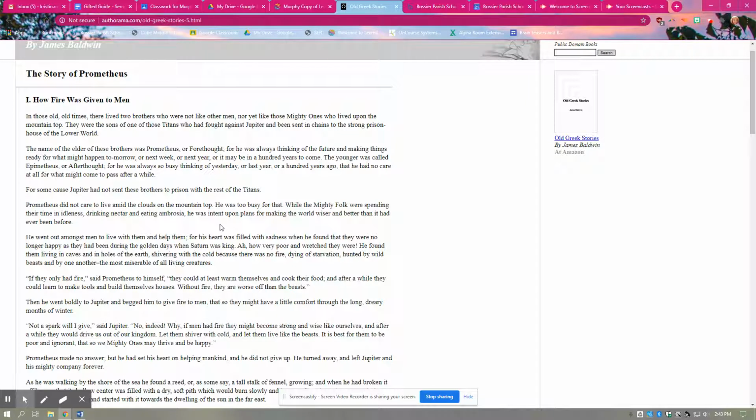Prometheus did not care to live amid the clouds on the mountaintop. He was too busy for that. While the mighty folk were spending their time in idleness, drinking nectar and eating ambrosia, he was intent upon plans for making the world wiser and better than it had ever been before. He went out amongst men to live with them and help them, for his heart was filled with sadness when he found that they were no longer happy, as they had been during the golden days when Saturn was king.